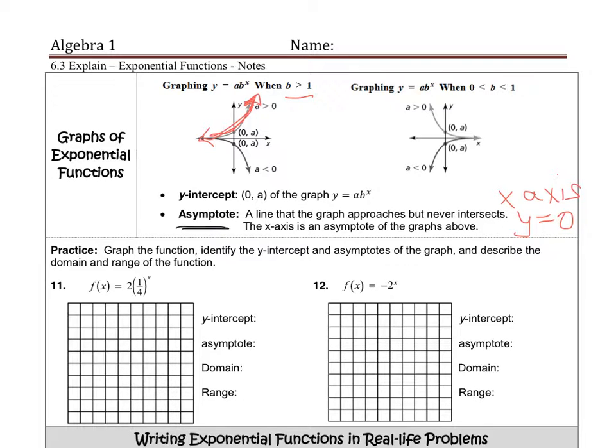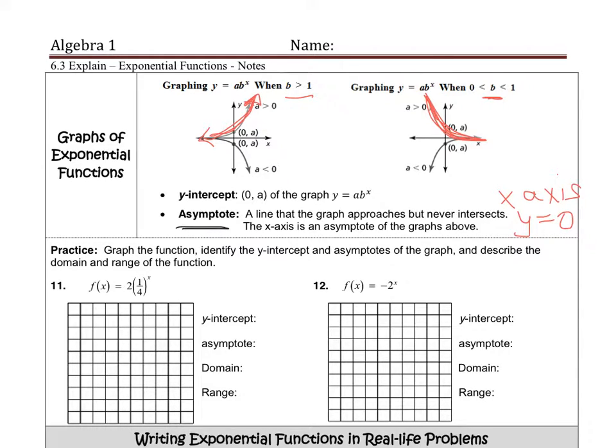We also have, if our factor is less than 1 and our a value is still positive, we're going to have what we call decay. We'll explore this more next class. But decay means it's going down. It's still never going to touch or cross the x-axis, but it's going down because our factor is a fraction.